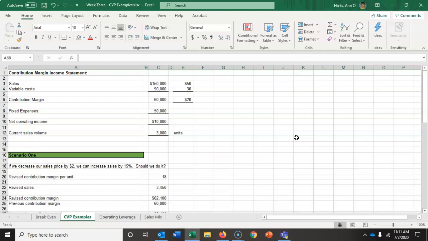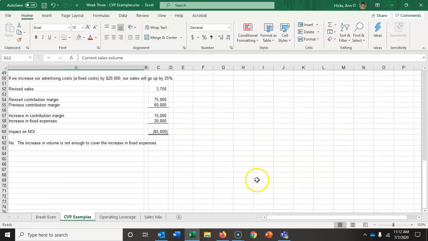What if our sales price goes up? What if our costs go up? What if our sales volume goes down? What is the impact on our profit going to be? And it's this understanding of the variable versus fixed and the contribution margin that helps us do this. So I'm using the same income statement that we dealt with in the previous example with an assumed current sales volume of 3,000 units. And I'm going to walk us through three different scenarios.